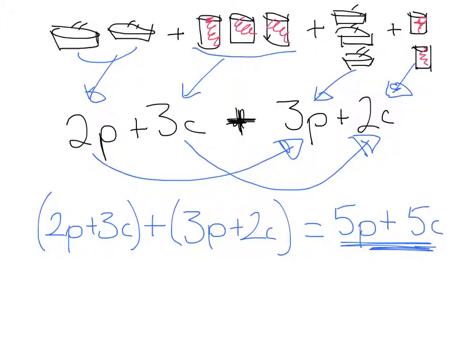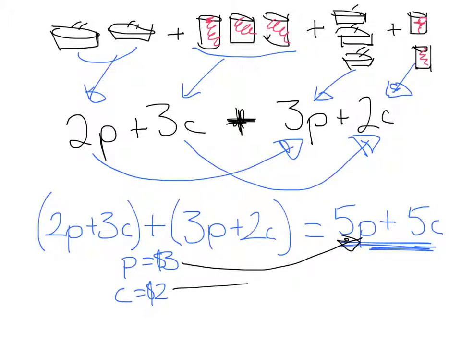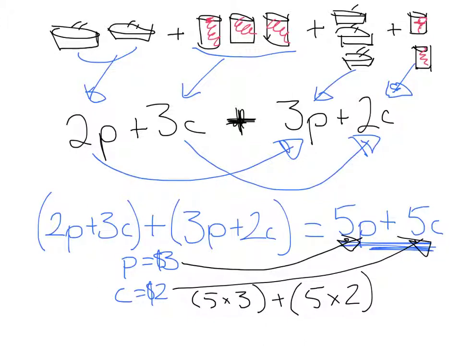And of course, if we had a value, so once again, let's just say pies are $3 this time, they've gone down, and Cokes are $2, we could do some simple substitution where we put P there, C there, so we expand out the brackets, 5 times 3 plus 5 times 2. Work out each side. 5 3s are 15, 5 2s are 10, 15 and 10 equals 25. So we need $25. How simple.